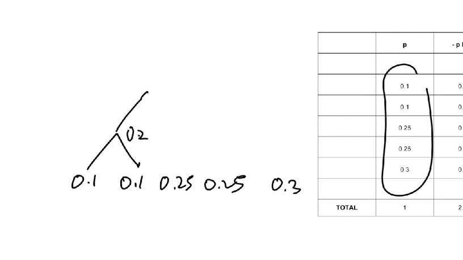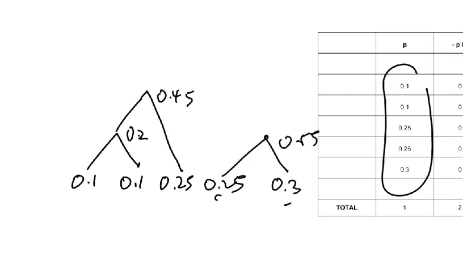And once we reach here, we can see that these two are the ones with the lowest probabilities, so we join them together. We have 0.55 there, and finally we have the entire tree. So the probability at the top there is 1. Now for this particular case, is it optimal?